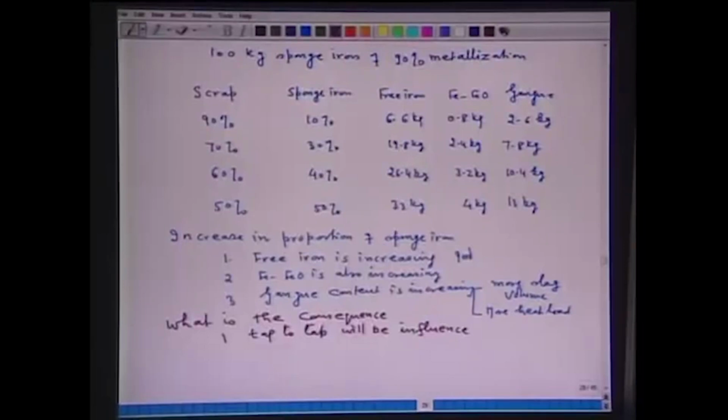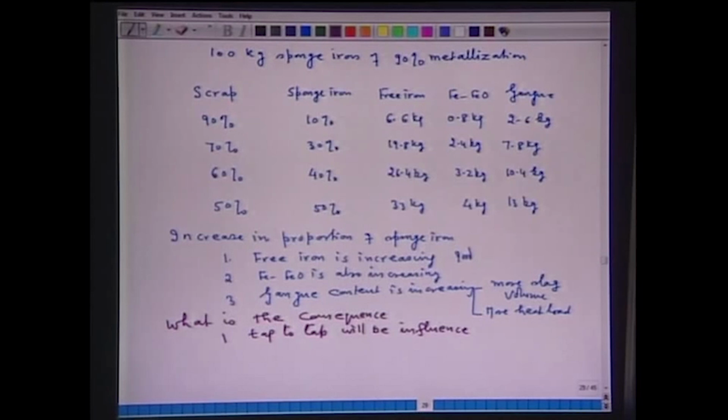It appears as if there is an optimum percentage of sponge iron where tap to tap time should also be decreasing. Increase in tap to tap time by increasing the proportion of sponge iron is not very good, because if the tap to tap time increases, electrode consumption will also increase, refractory wear will also increase, and productivity will also be affected. So, these are some of the calculations that I thought I would illustrate.